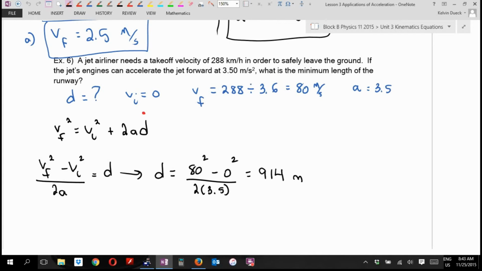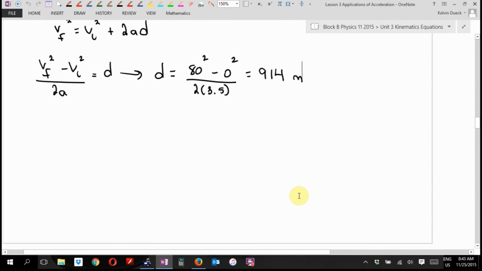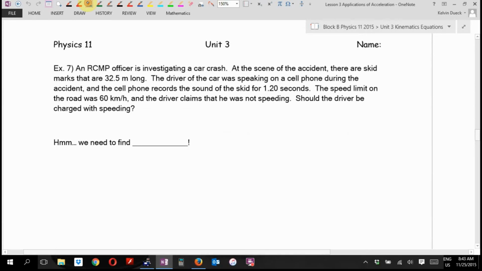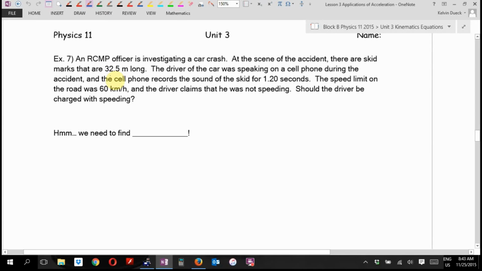Is that okay, Cam? So I'm trying to show you some areas, if you ever go into airport design, I don't know if you will, where you would use this kind of stuff. Also, another big one is in RCMP crash investigations. Like example 7. An RCMP officer is investigating a car crash. At the scene of the accident, there are skid marks that are 32.5 meters long. That'd be easy enough to measure with a tape measure.